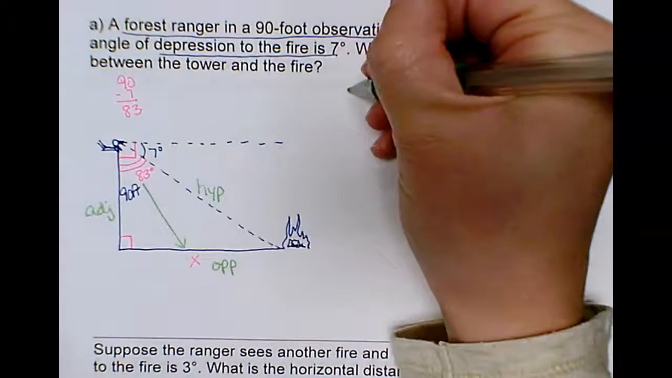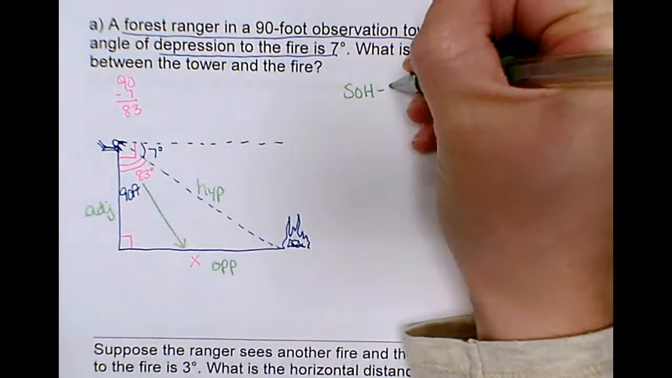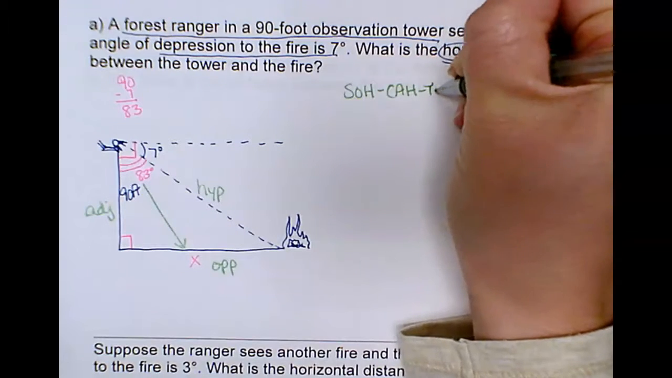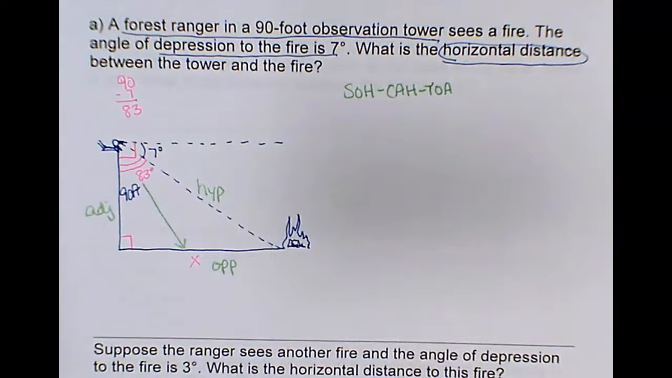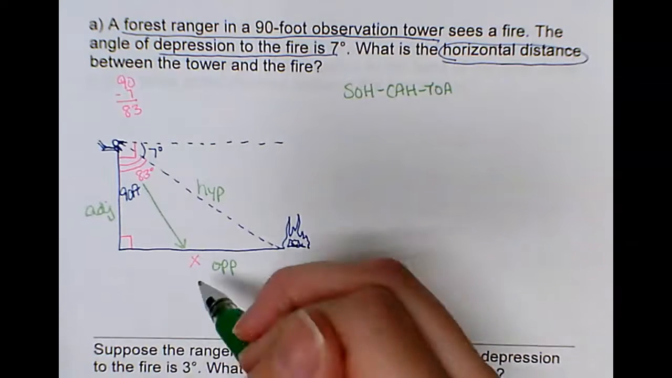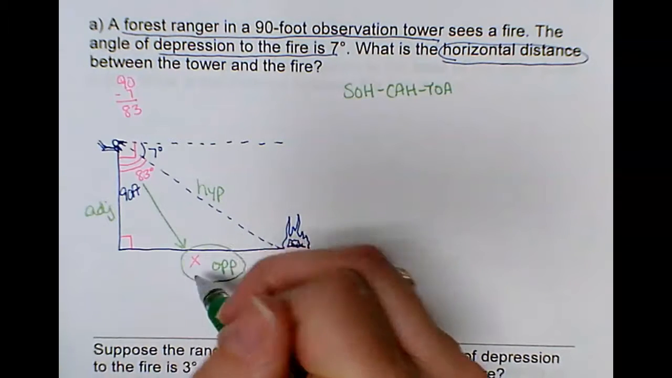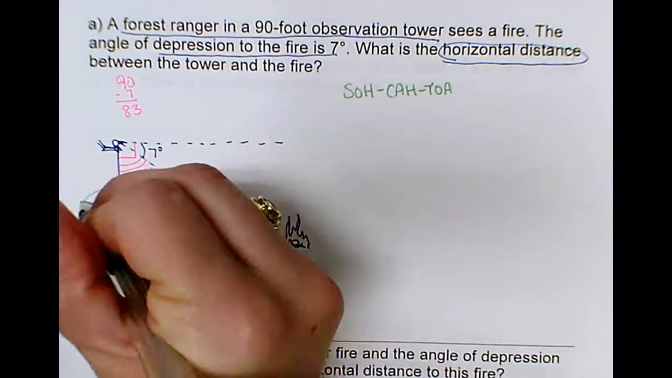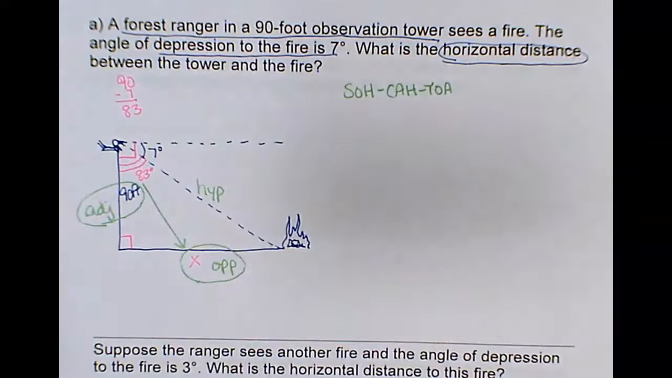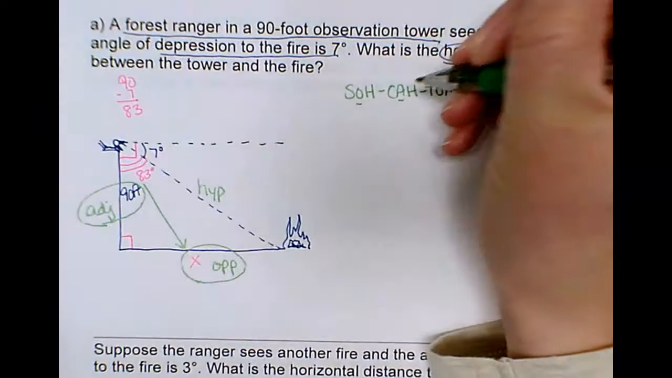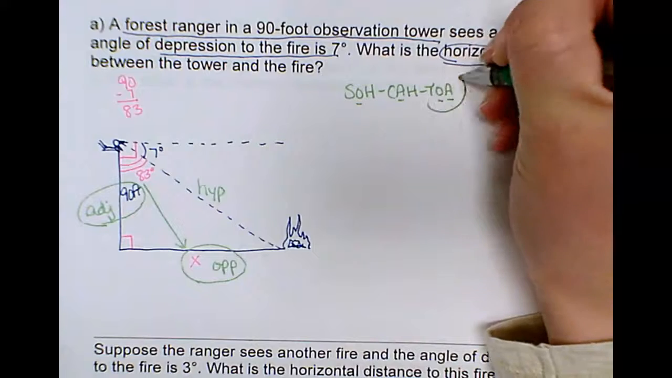I'm going to think to myself, okay, SOHCAHTOA, which sides do I have measurements for, or do I need measurements for? I need the opposite side's measurement. I have the adjacent side's measurement. So if I'm using opposite and adjacent, the trigonometric ratio that uses both of those is tangent.